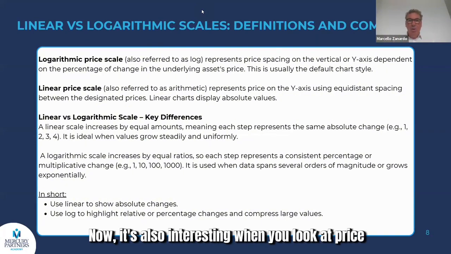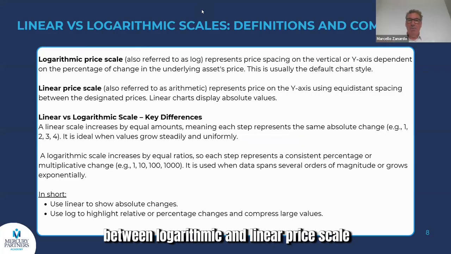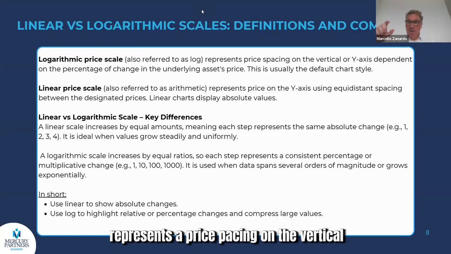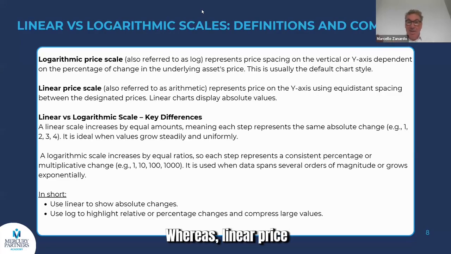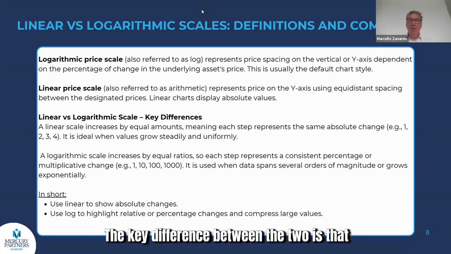Now, it's also interesting when you look at price to know what the difference is between logarithmic and linear price scale. The first one, logarithmic, also referred to as log, represents price spacing on the vertical or y-axis dependent on the percentage of change on the underlying asset price. Whereas linear price, also referred to as arithmetic, represents price using equidistant spacing between the designated prices. A linear chart displays absolute value.